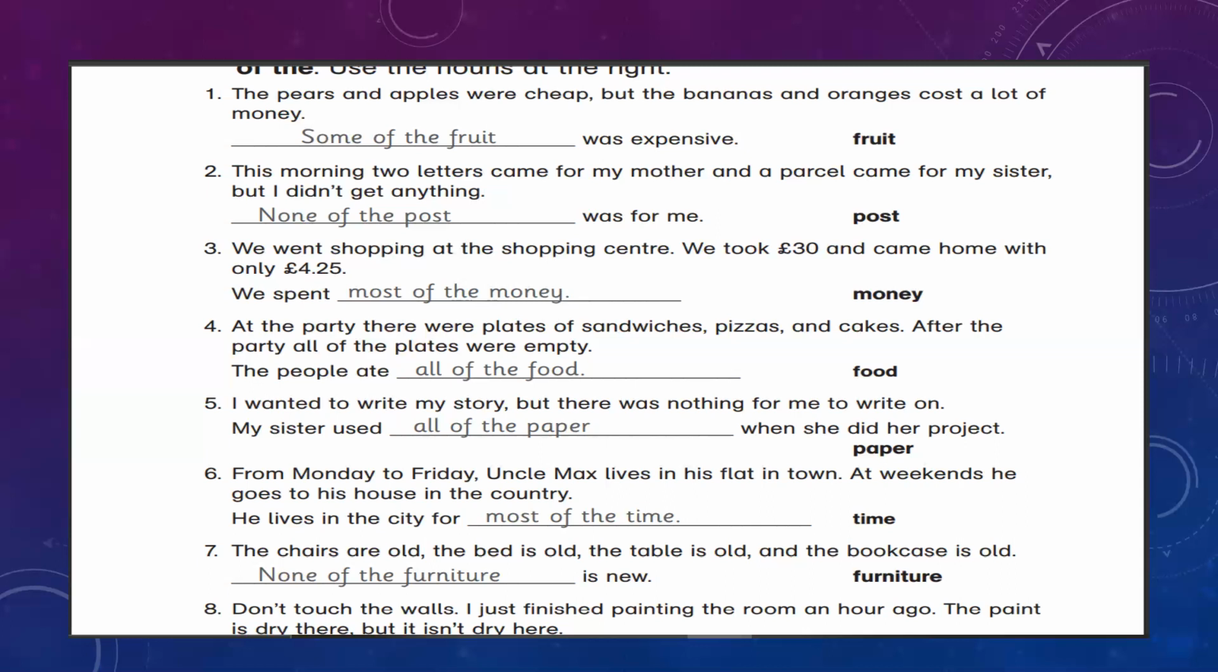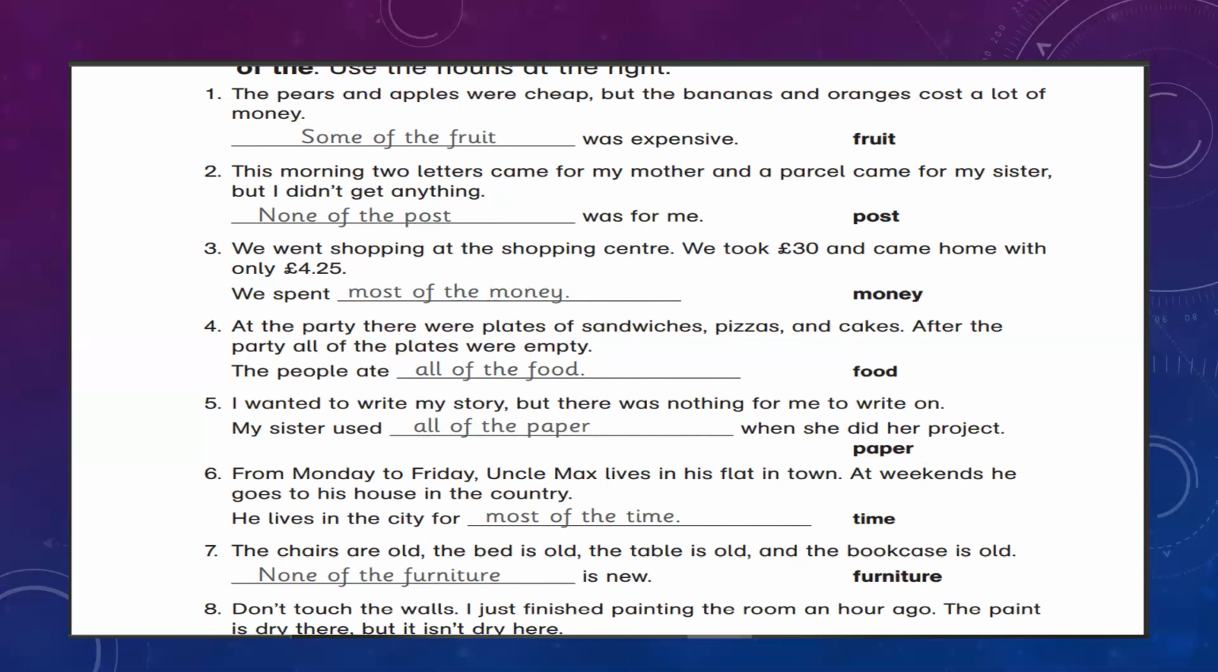The chairs are old, the bed is old, the table is old, and the bookcase is old. It means none of the furniture is new. Because the chairs, bed, table, bookcase, everything was old, none of the furniture is new.